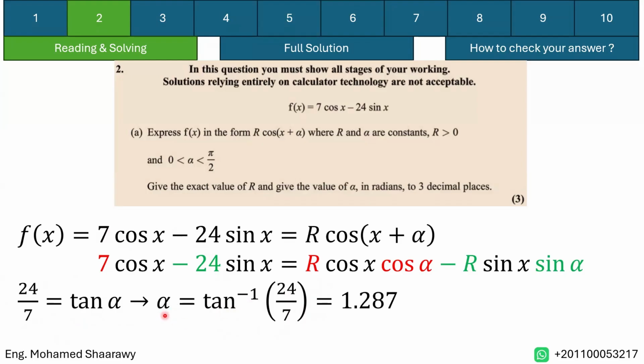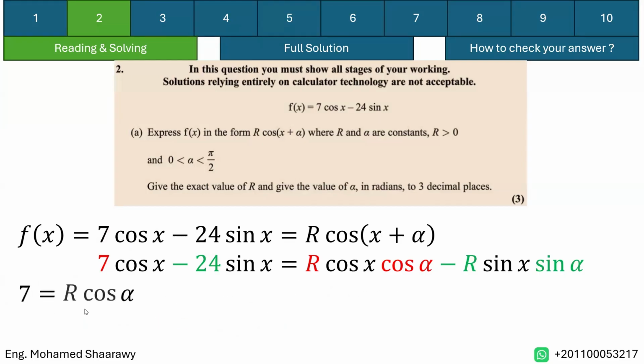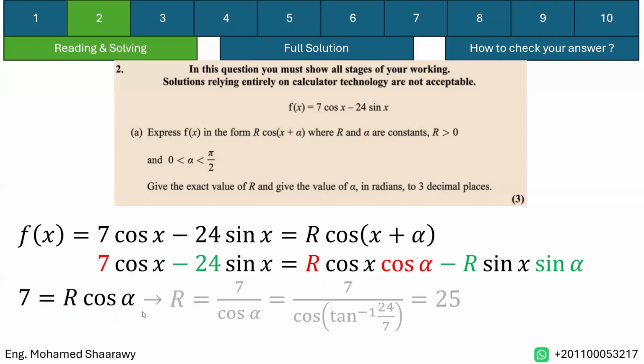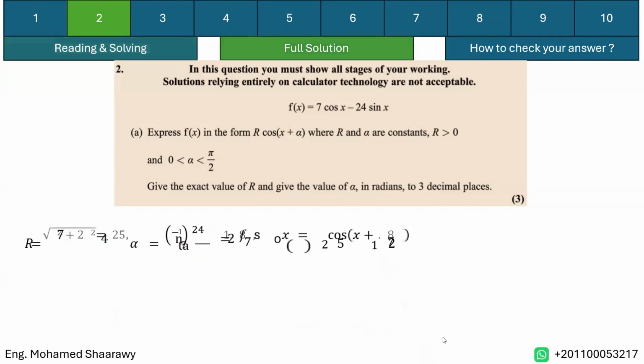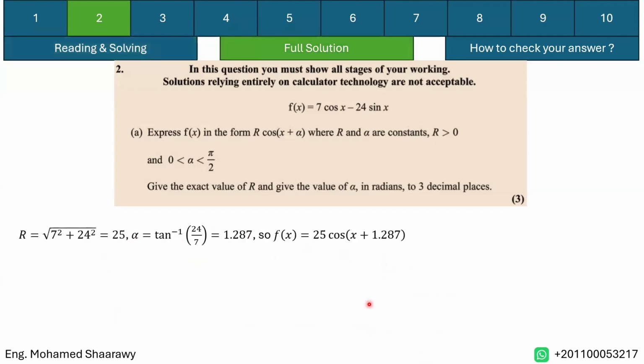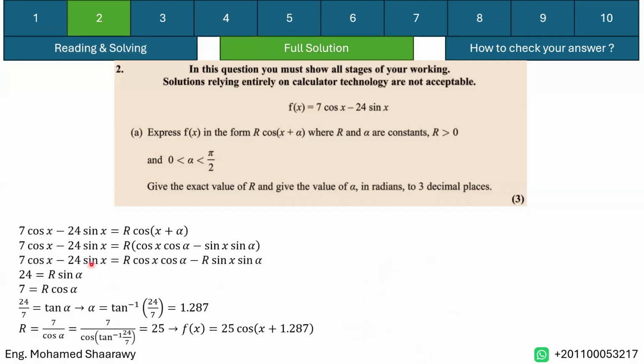Okay, since I got alpha, I can back into any one of these two equations and substitute it and get r. So here r is 7 over cosine alpha. Alpha is shift tan 24 over 7, which gives r equals 25. And that's the answer. And that's the full solution.